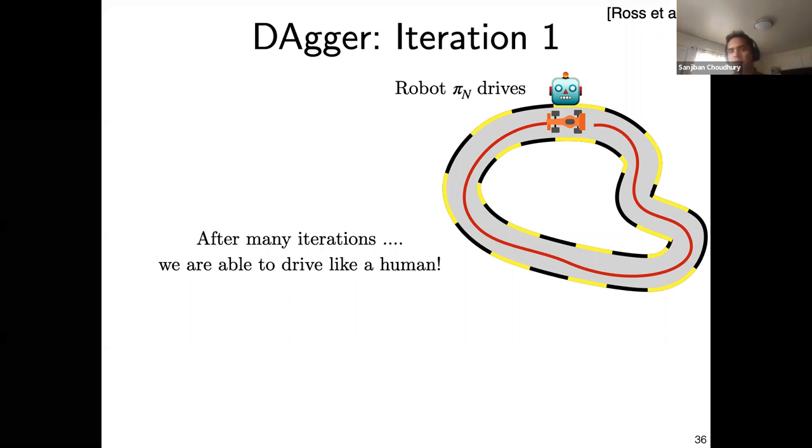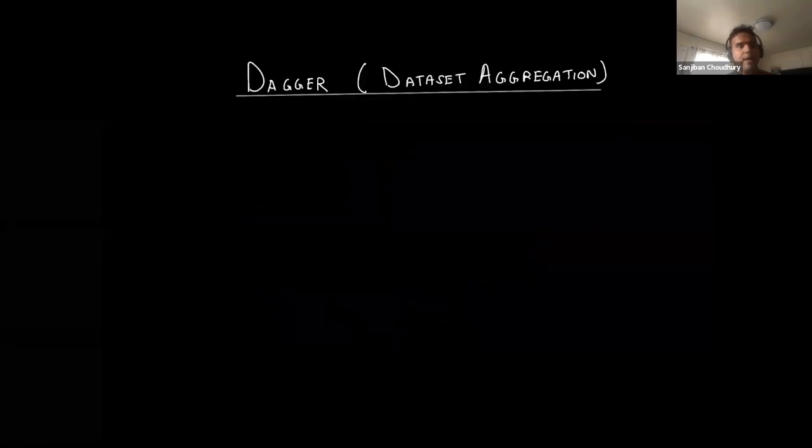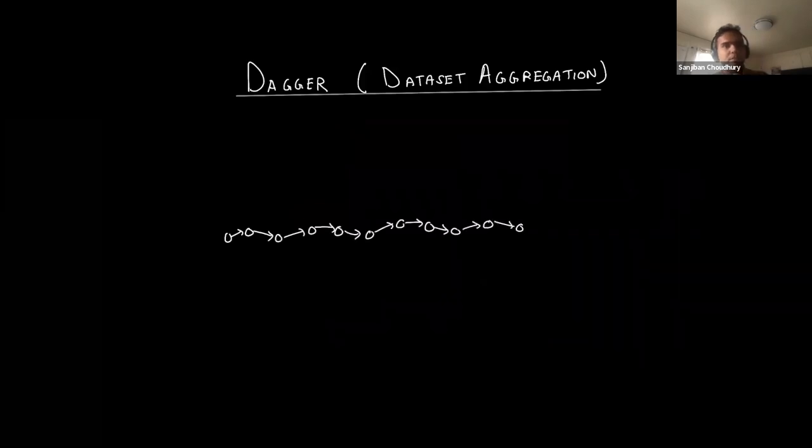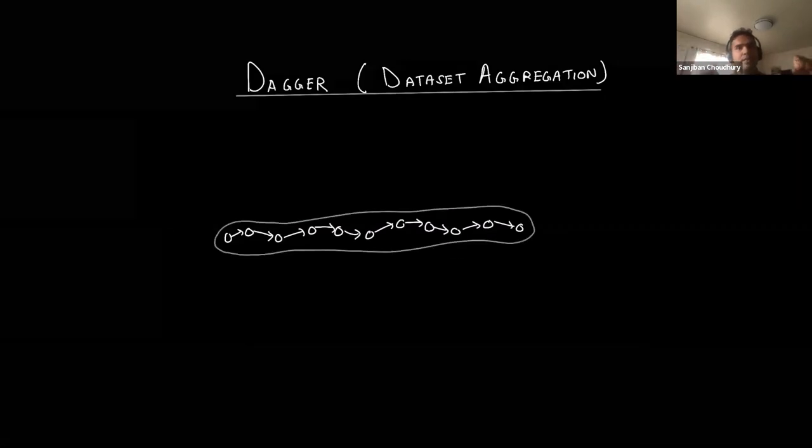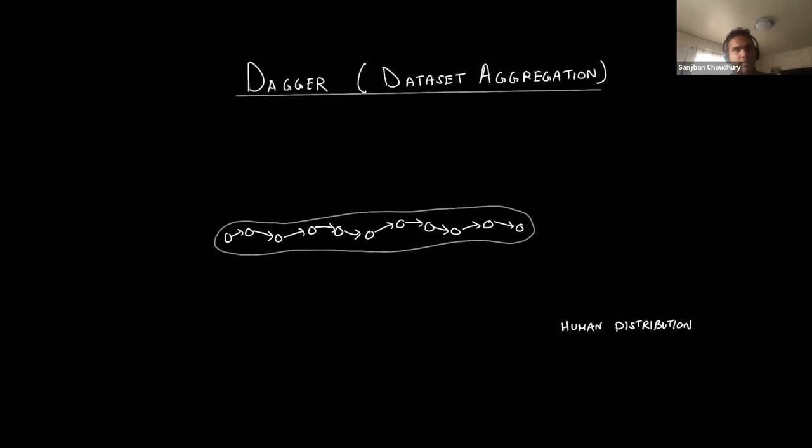Now there's a bunch of theoretical reasons why this works, but I guess we don't have the time to go into that. So I'll try to abstractly give you some intuition of why it might work. So let's go back to our abstract state space. Remember that we had a distribution of states that the human visits that's concentrated in a very tiny region of space.